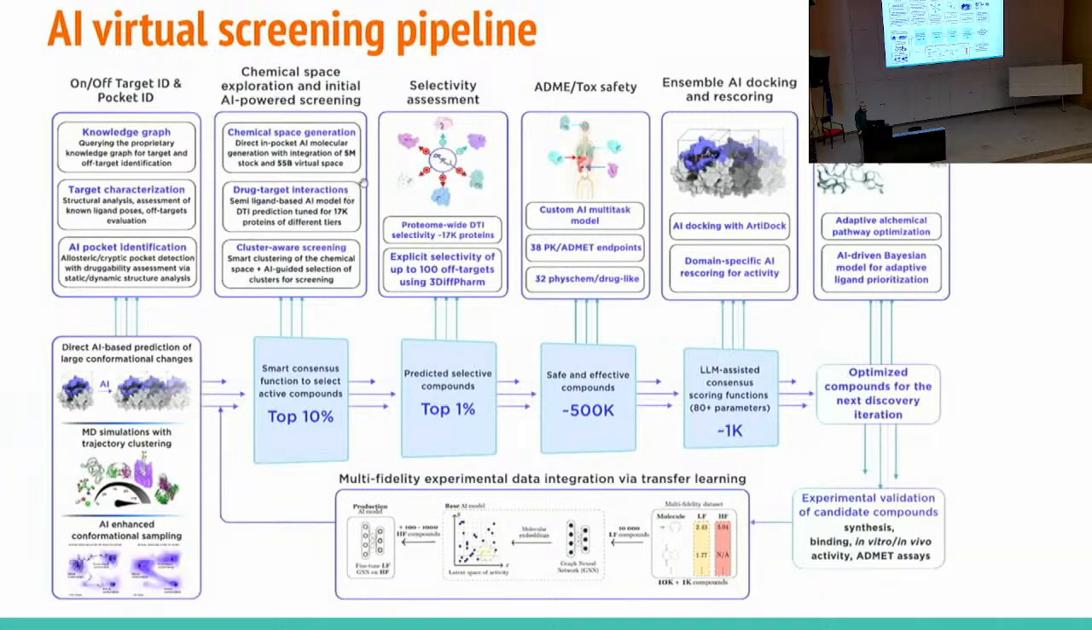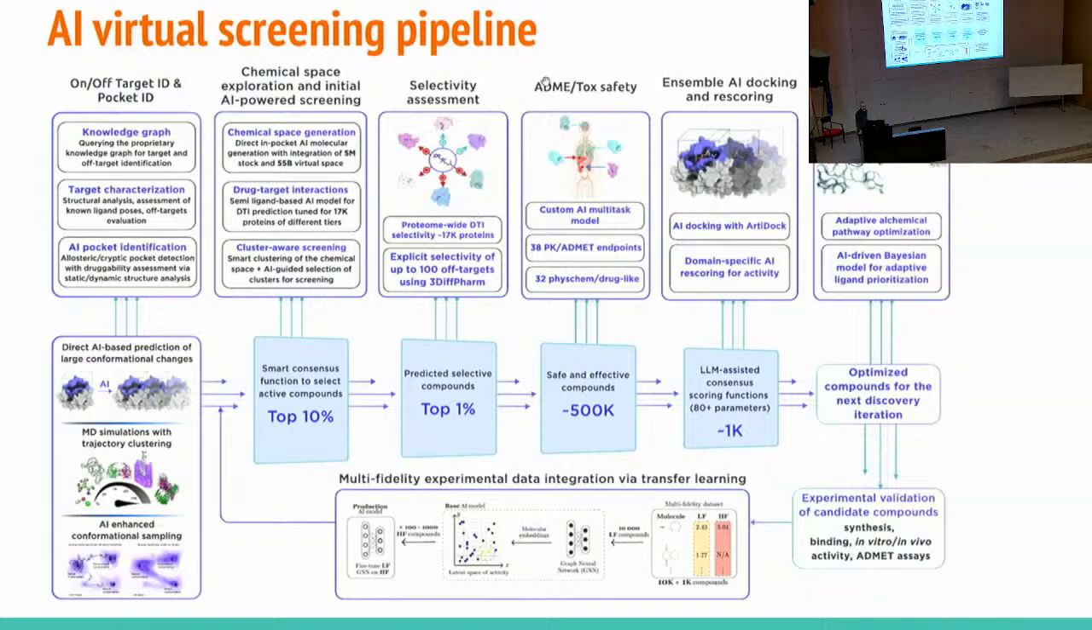After that, we have dedicated AI models for selectivity on the proteome-wide level. Again, we are taking a single compound, and we are trying to match it with all the proteins from the human proteome, about 17,000, which we have right now. And if this compound binds to many of them, then this compound is not selective, so we're getting rid of this compound.